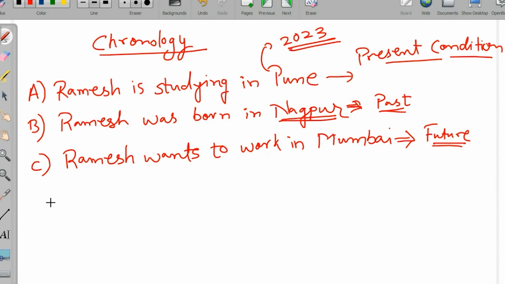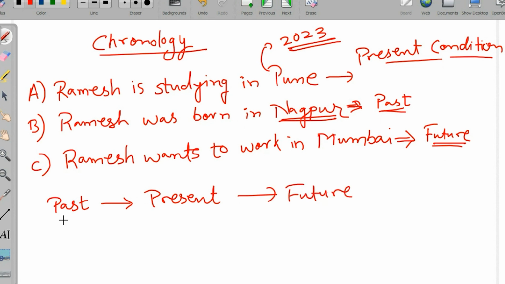Past, remember, past, then your present, and then your future. Okay, so chronology always moves in this direction: past, then present, and then future. I'm not talking about tense over here. Please do not mistake. I am not talking about tense.